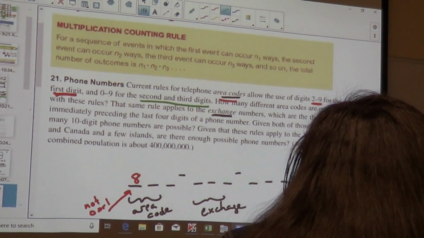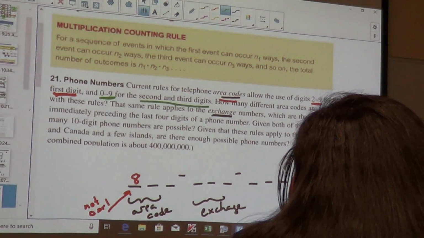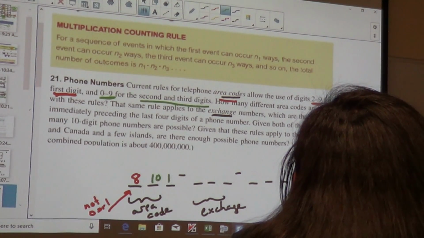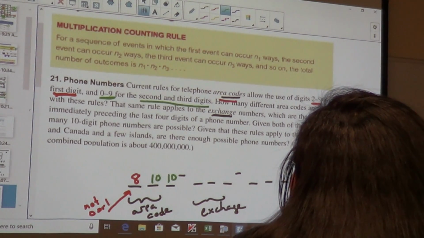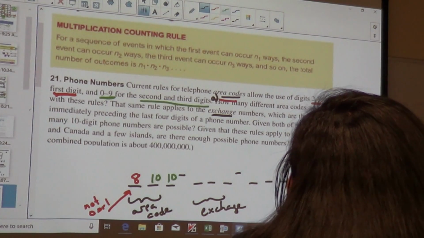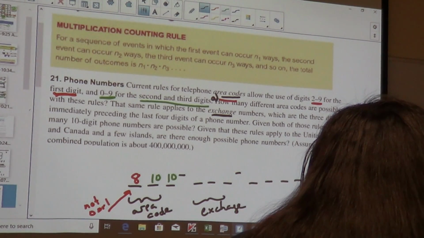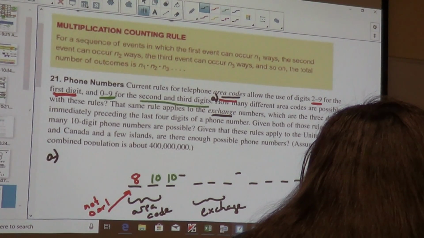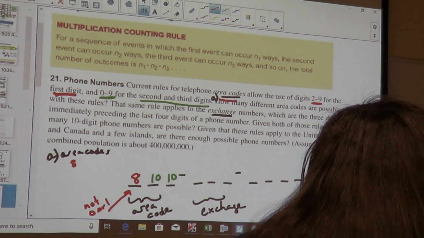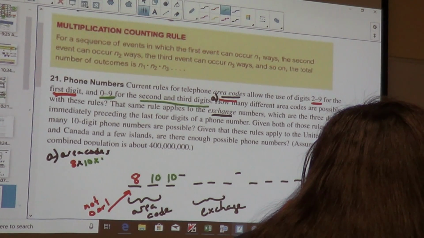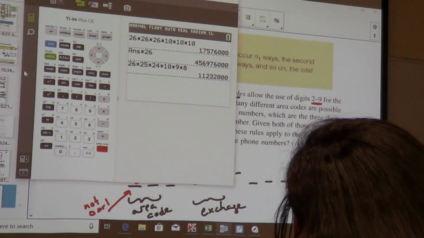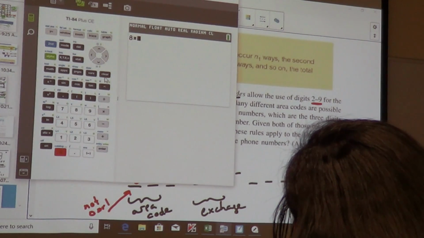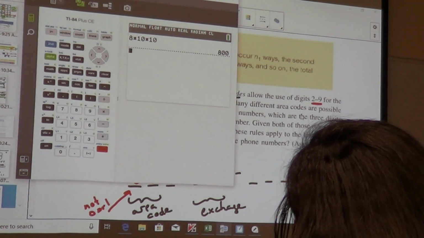The second and the third digits can be any of those numbers. So how many choices do we have there? 10 there and 10 there. Now, for part A, it says how many different area codes are possible. So for question A, we just want to know about the area codes. And area codes would be 8 times 10 times 10. You with me? So if I do 8 times 10 times 10, there's 800 area codes.